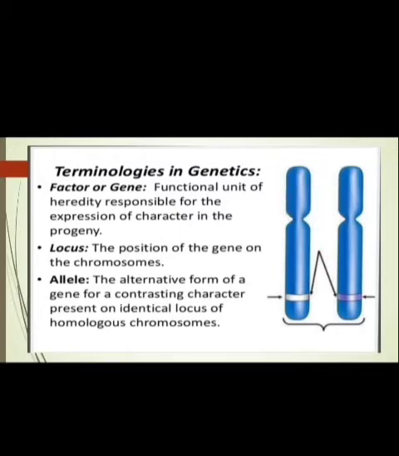Alleles, the alternative forms of genes for a contrasting character present on identical locus of homologous chromosomes. For example, suppose we select the trait capital T, and here capital T is a dominant character, small t is a recessive character. So here these alternative forms of genes are called as alleles.